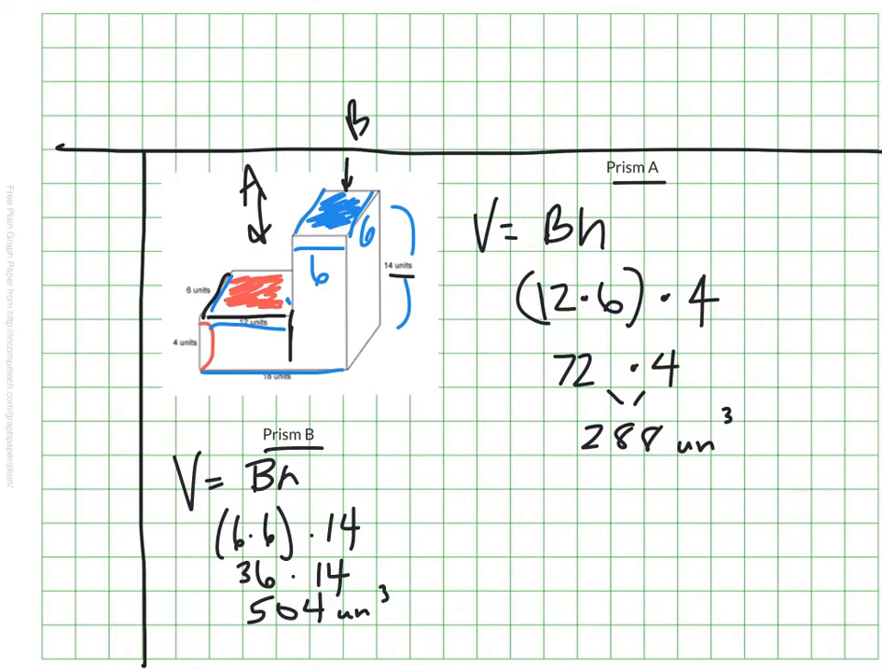So that means, of course, that my total volume would be A plus B. So I'm just going to add this up. And the total of this entire space would be 792 cubic units, right? This is cubes inside, so we use that little notation of cube or 3 in the corner.